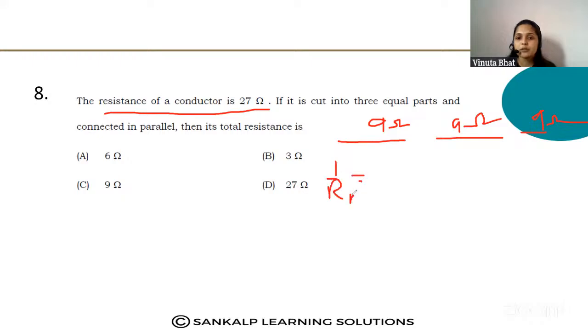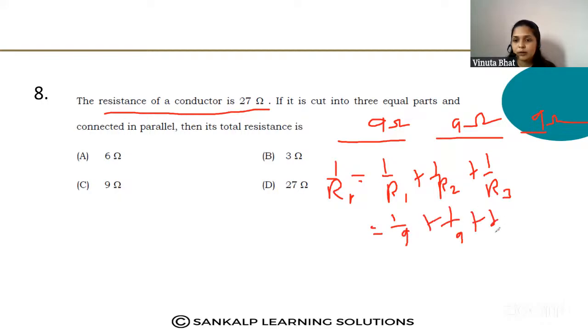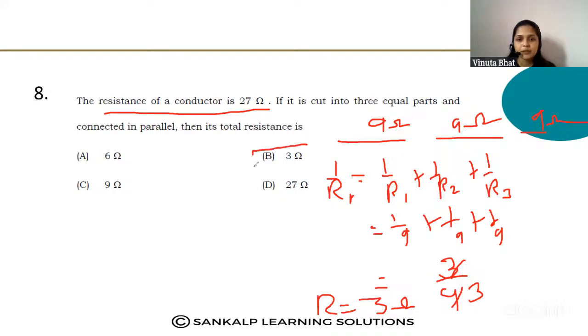1 by Rp is equal to 1 by R1 plus 1 by R2 plus 1 by R3 is the formula. Here 1 by 9 plus 1 by 9 plus 1 by 9. All three are the same, so 1 by Rp is equal to 3 by 9, that is 1 by 3. So Rp, the total resistance, is equal to 3 ohm. So the correct option, option B, 3 ohm, is the correct answer.